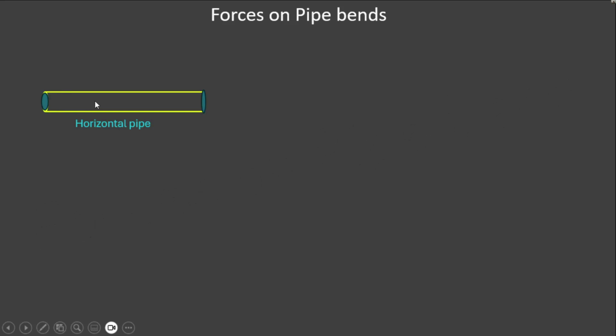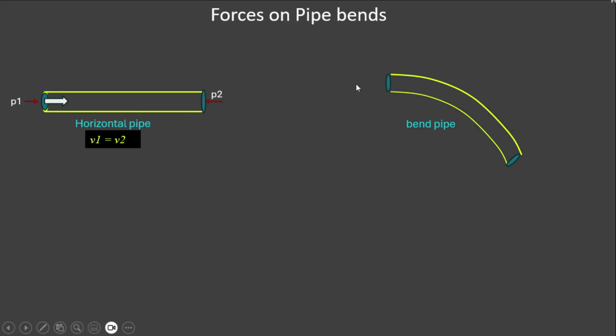Here you can see a horizontal pipe with a constant cross-sectional area. In the case of a horizontal pipe, the lines of action of the pressure forces are the same. Since it is a constant cross-sectional area, V1 equals V2. Whereas in the case of bent pipes, the lines of action of the pressure forces are different, so we have to resolve them into horizontal and vertical components. Here V1 equals V2 because there is no change in the cross-sectional area, but the direction of the velocity changes. The momentum change occurs due to the change in the flow direction.